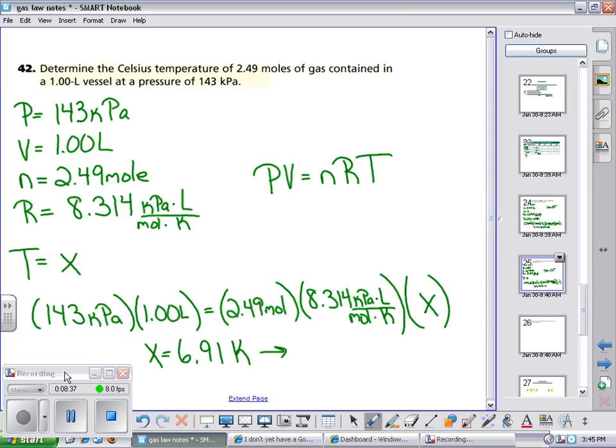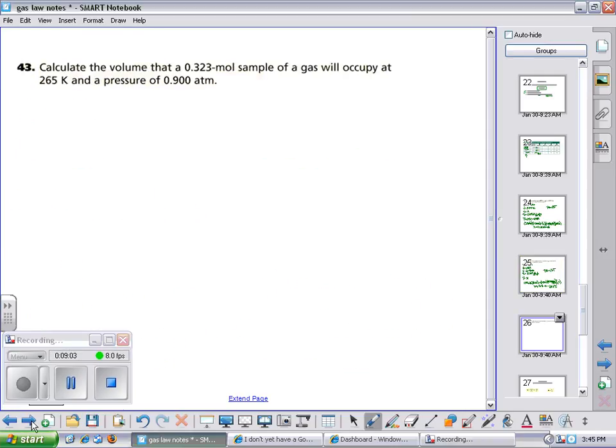Kelvin. We want the temperature in degrees Celsius because that's what it says in the problem. So I'm going to have to take 6.91 minus 273 to get back to our Celsius temperature, and it is negative 266 degrees Celsius. And we have one more problem we're going to practice. This one says calculate the volume that a 0.323 mole sample of a gas will occupy at 265 Kelvin and a pressure of 0.9 atmospheres.